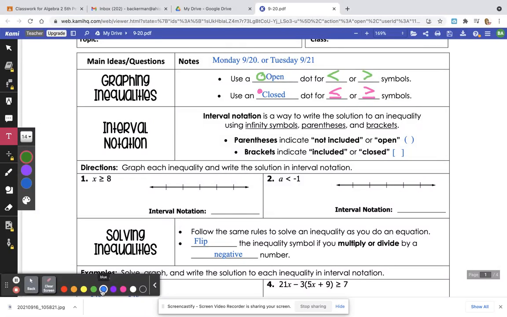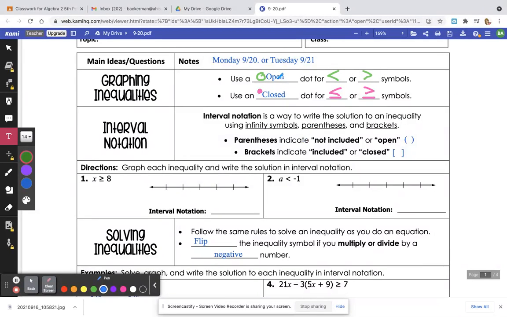Now, one way to write these, and this is a little different, is called interval notation. This is the notation we're going to be using from now on. This is an Algebra 2 or higher math way to write inequalities. Instead of having to use necessarily the symbols here, we can use parentheses and brackets. We will still be using the infinity symbol, and we'll be using parentheses and brackets from now on. When you see a parenthesis, that means it's not included.